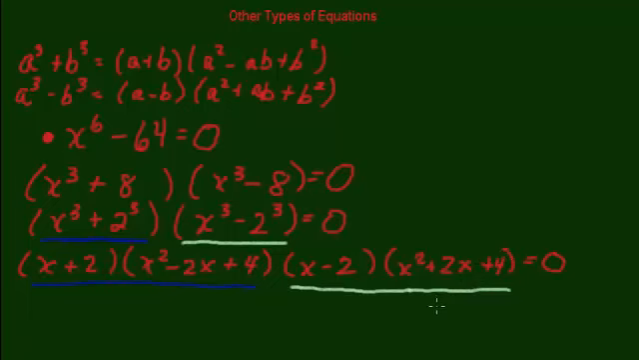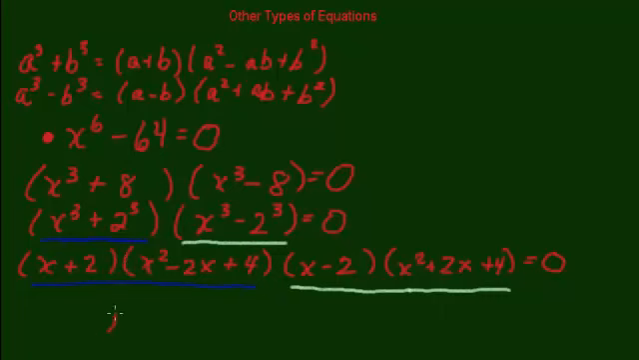Now, I'm still not finished. I can read off 2 of these answers. I can tell in this case x is 2, that would make this particular factor equal to 0. And in this x plus 2 case, if x were negative 2, that would be equal to 0. So I've got 2 answers. This is an x to the 6 polynomial, so I'll have at most 6 answers. So that's what I'll be looking for.